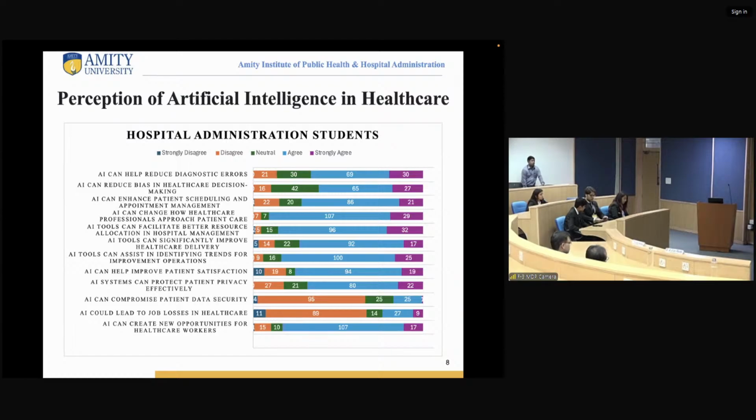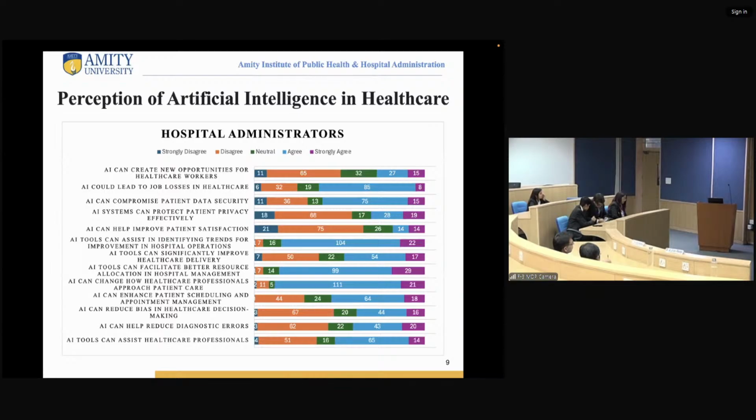Now, these are the perceptions of artificial intelligence amongst the students. Here we can see that students were more positive about AI changing how professionals approach patient care, facilitating better resource allocation, and significantly improving healthcare delivery. They also responded positively since they believe AI will not compromise data security and will not lead to job losses.